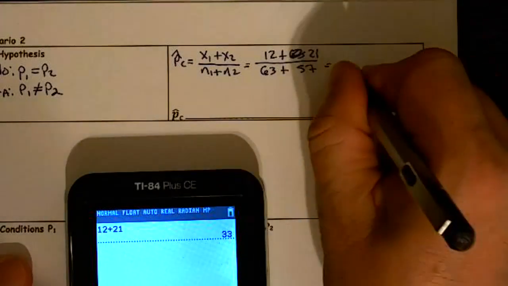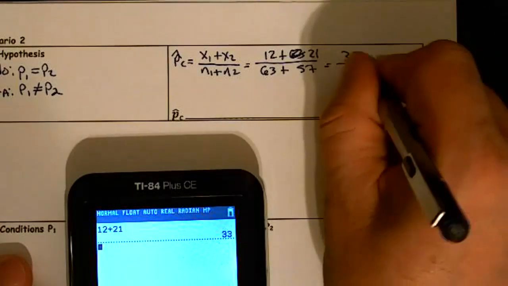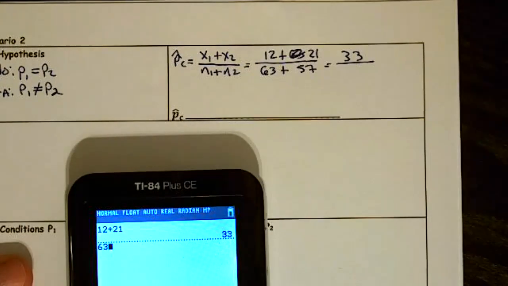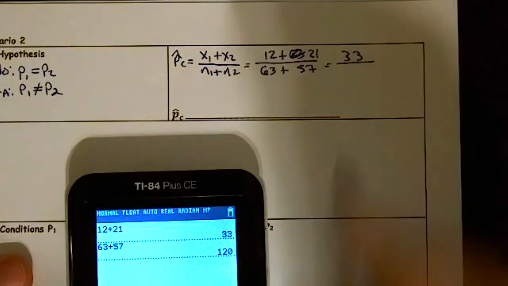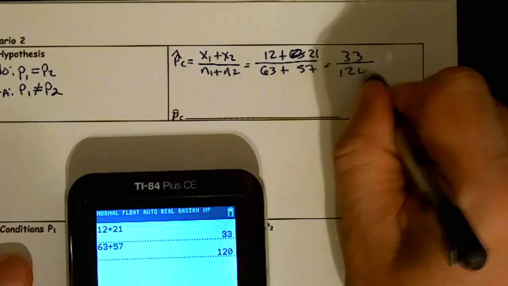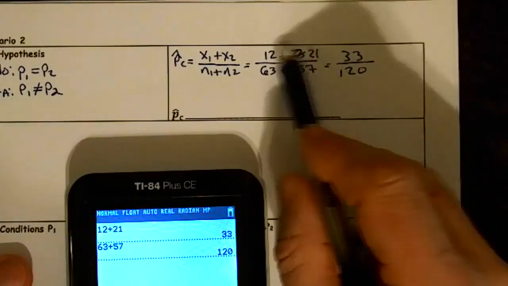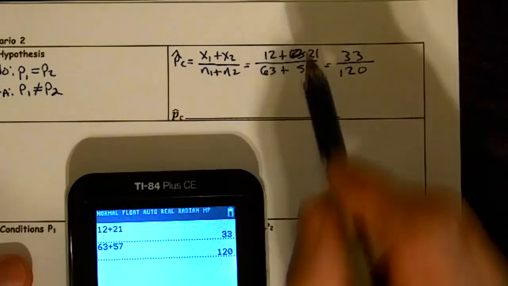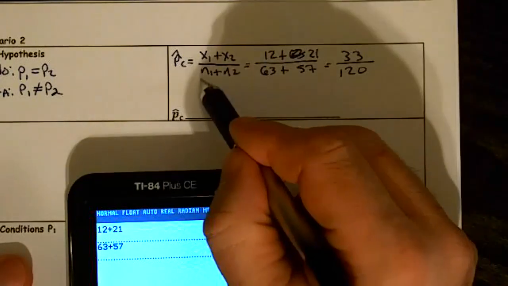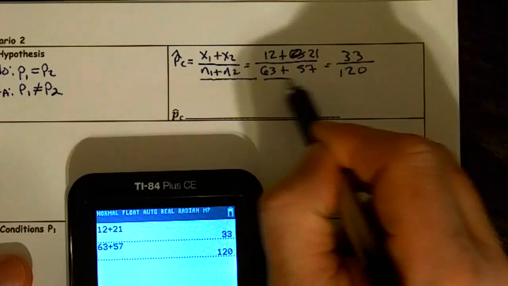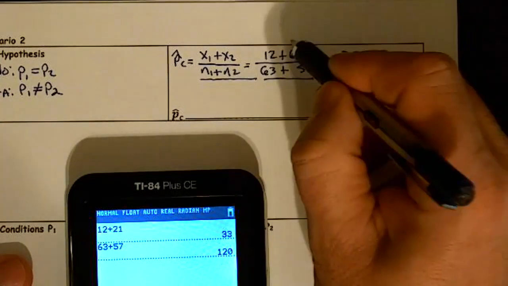So this is 33 and 63 plus 57 equals 120. And I needed to see where you plugged in. I need to see this right here. I don't have to see everything else, but I'd like to. I'd like to see this formula, and I'd like to see that, or I have to see this.